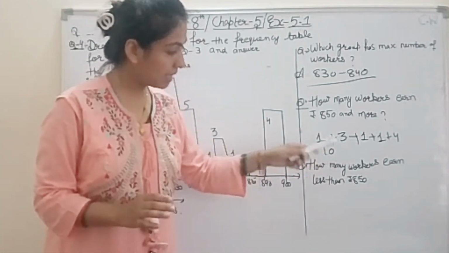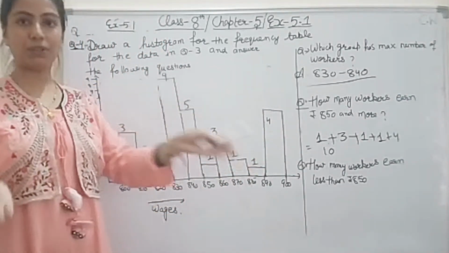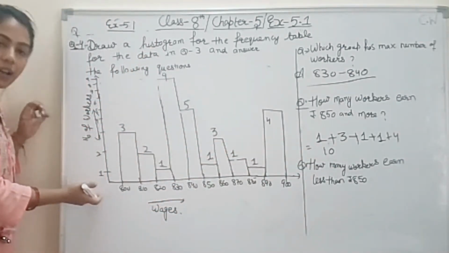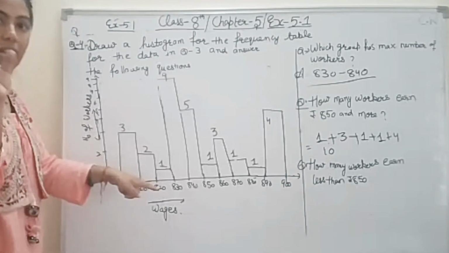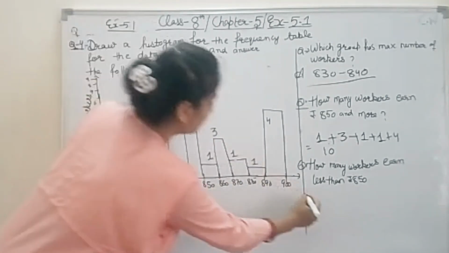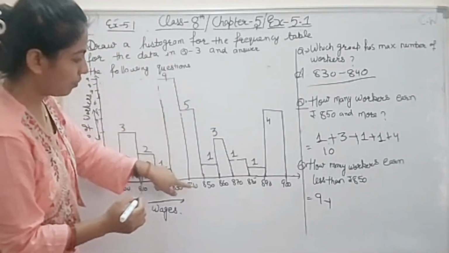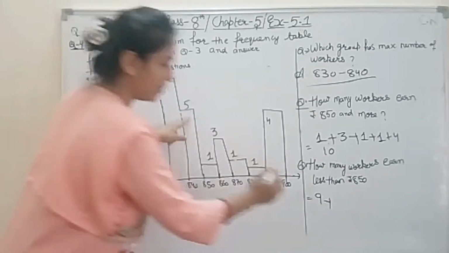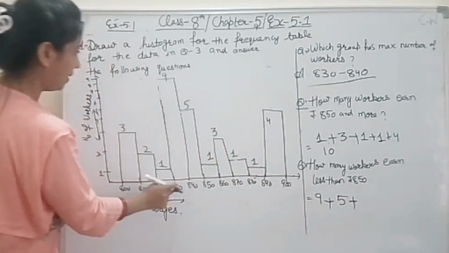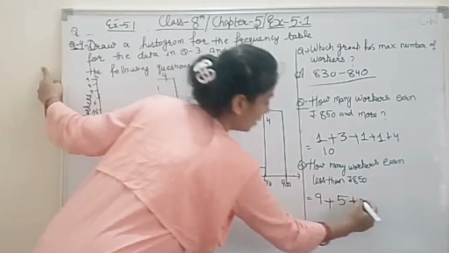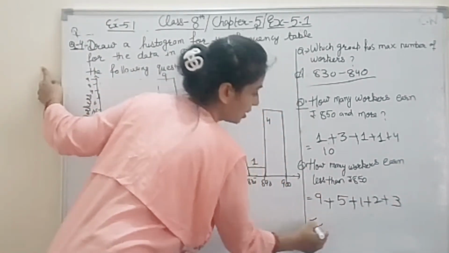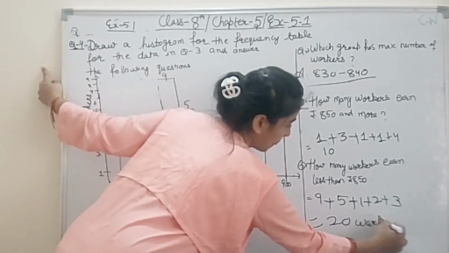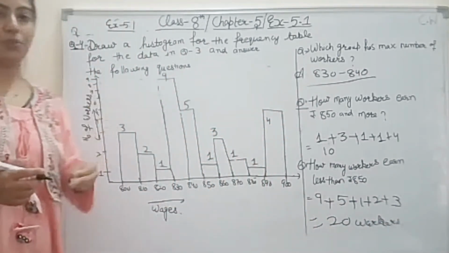How many workers earn less than rupees 850? उसका बिल्कुल opposite. 850 से लेके 850 ज़्यादा के 10 workers हैं. बाकी के कितने हैं? उससे कम वाले हैं, obvious. But how many? We will give the answer in a number. So it means 9. Sorry, 5 also will be included because 840 से 850 के बीच का interval 4, 5 है. This will also be included. ठीक है? 5, 9, 1, 2, 3. 1, 2 and 3. So total number of workers are 14, 15, 20. So 20 workers are earning less than rupees 850.